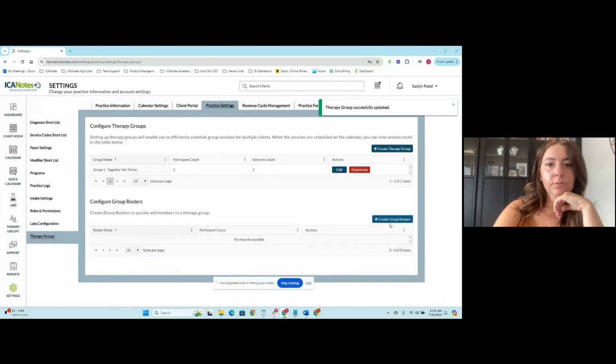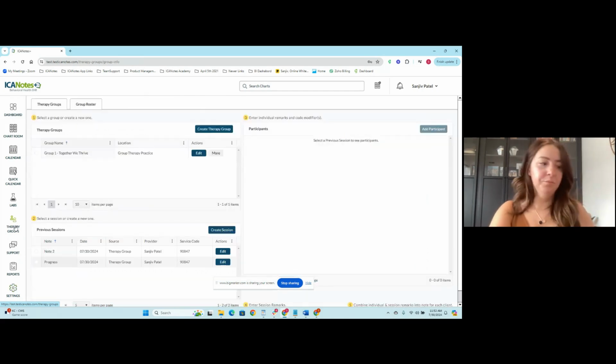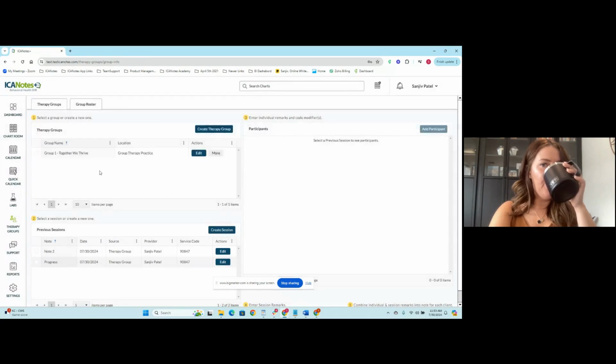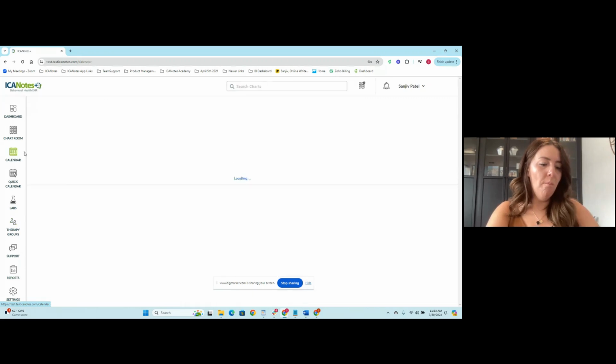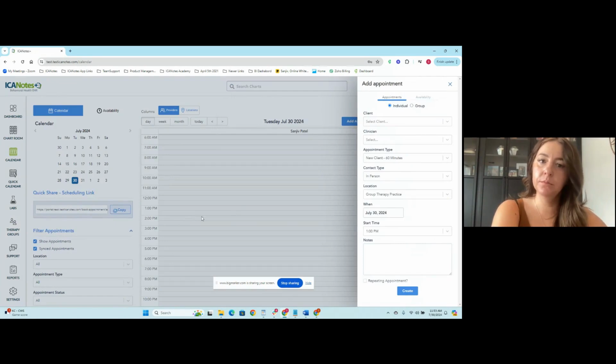I can also configure group rosters as well. I'm going to hold off on that due to time. So I'm just going to go straight to scheduling a group therapy appointment. Again, if I went to therapy groups, I can also create the therapy group from there as a side note. So I'm going to go to the calendar, and schedule a group therapy session from 1 to 2.